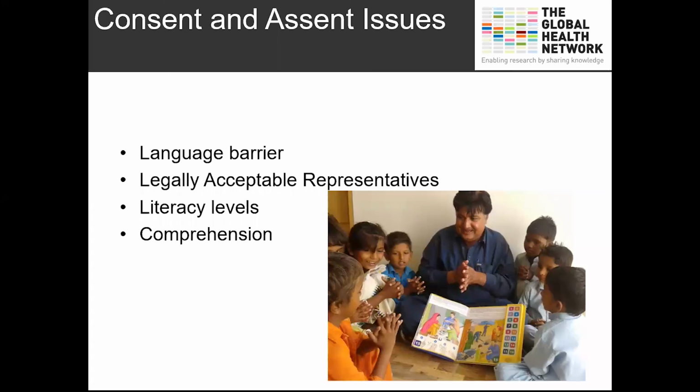And then finally, consent and assent. The consent and assent process is generally a very delicate area, more so when we are dealing with vulnerable populations. It is very delicate and complex because of the different scenarios that we find ourselves in. A few of them are already listed here: language barrier, the fact that there has to be someone legally acceptable to provide consent on behalf of, for example, a child, or an impartial witness coming in when we are dealing with illiterate people, and just comprehension.